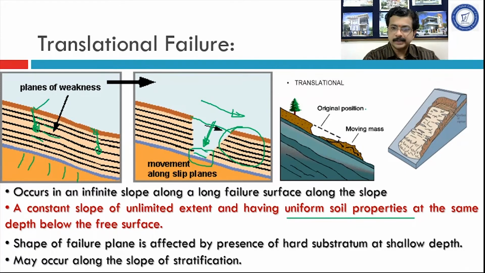In the third diagram you can see clearly how the mass of the soil has moved. Originally this soil mass was here, and now it has moved down. So this is called translational failure. And this portion is a rock. Fine. It may occur along the slope of stratification. That is what we discussed, that if there are various layers of soil deposited on each other, then the plane of failure may be, or mostly is, the plane of interface. In this way the translational failure occurs.